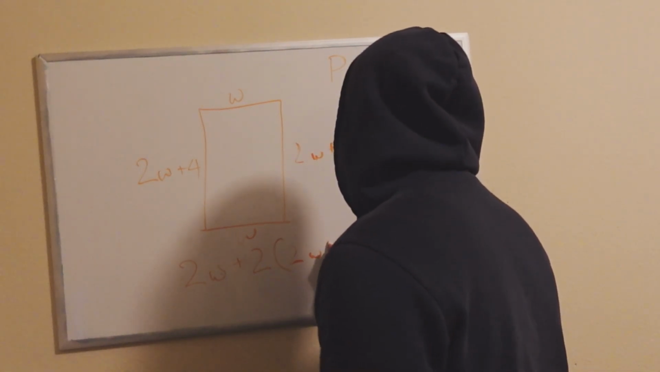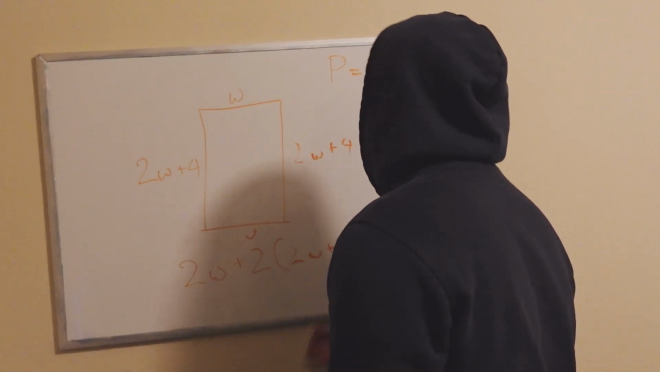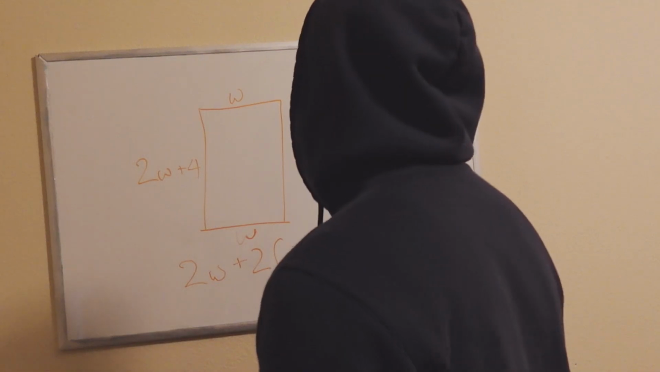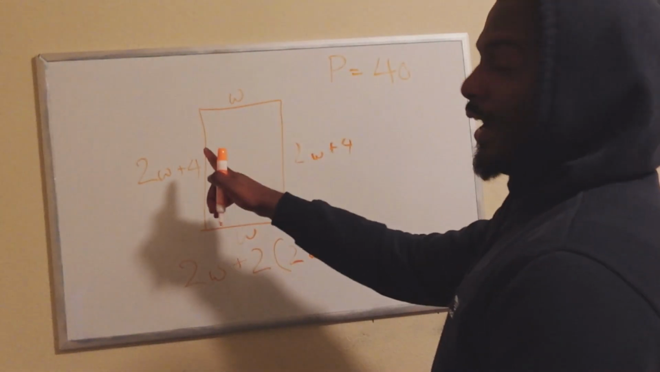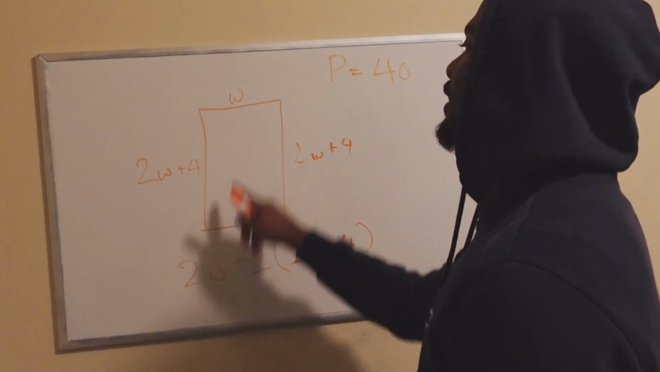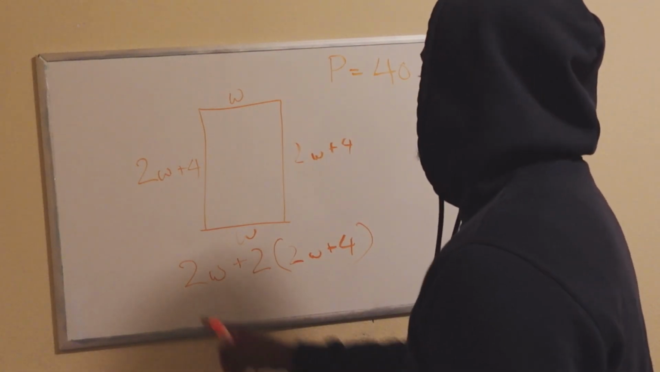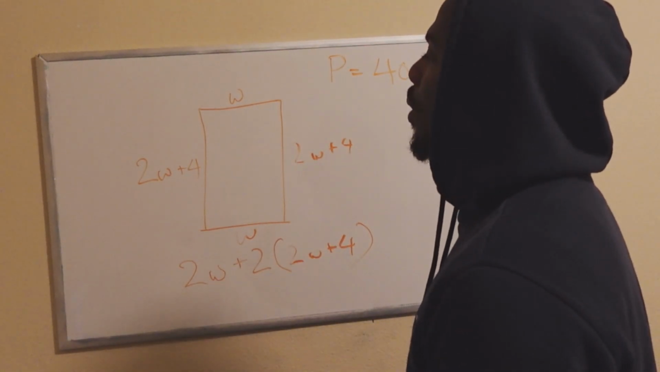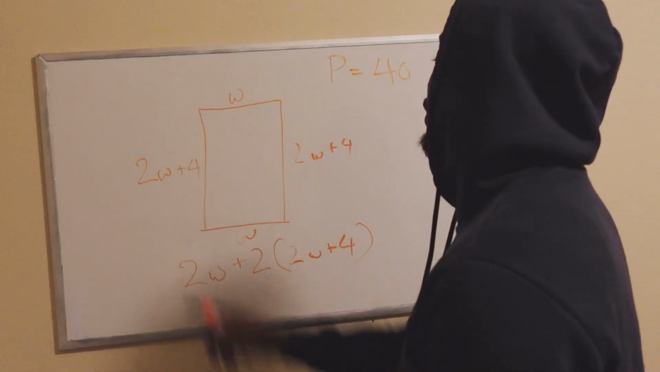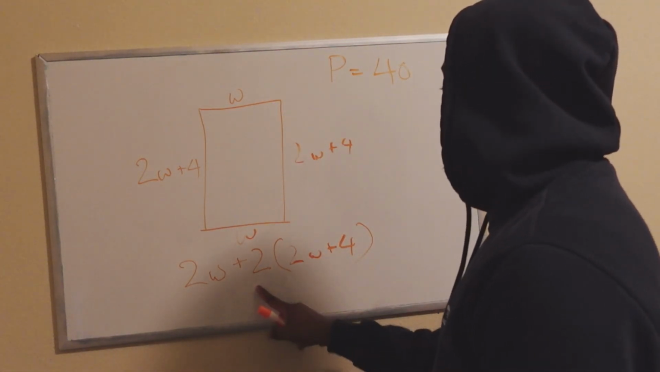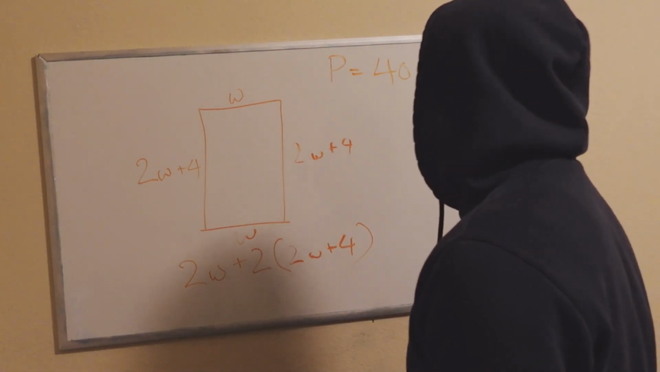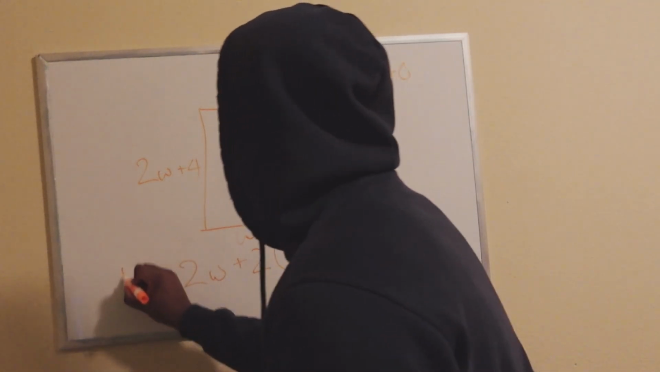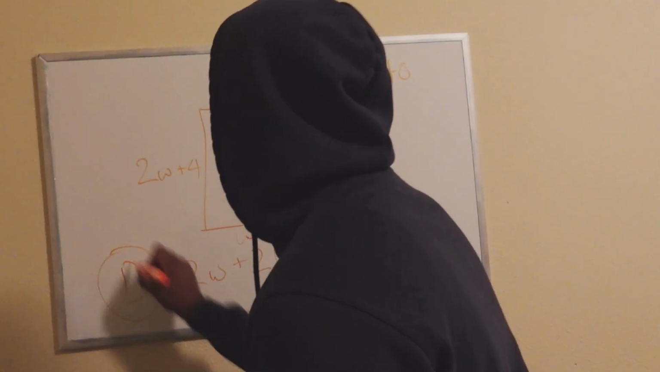2W plus 4. Now, I know this seems confusing. This is what we did. We're looking at the rectangle, right? How many times do you see this W? 2 times, right? So 2W. Now we're looking at this rectangle again. How many times do you see 2W plus 4? 2 times, right? 2 times 2W plus 4. And that's our equation. I believe that was letter D in our problem, right?